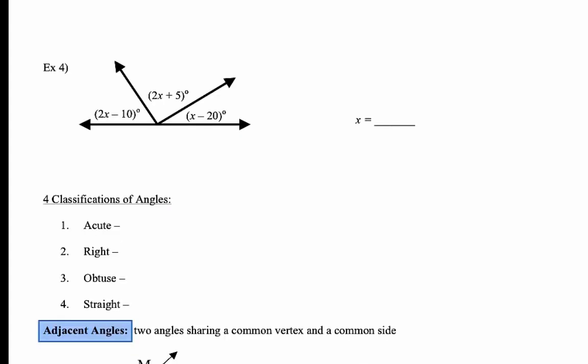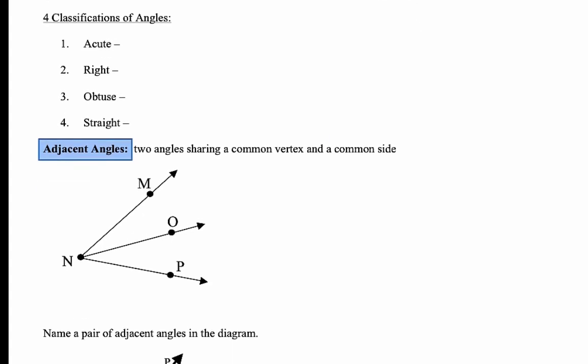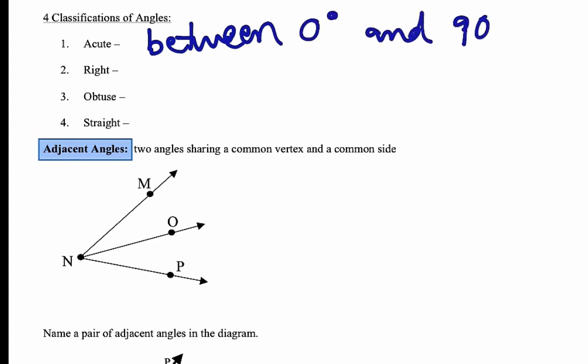See if you can answer example number 4 and then check the answer with my answer key in the workbook. But what I'm more interested in is making sure that you understand the 4 classifications of angles right now. There are acute, right, obtuse, and straight angles. And I'm sure you've heard of these, but I want to make sure you get the definitions. An acute angle is simply an angle that is between 0 degrees and 90 degrees. So this means we don't talk about negative angles. We always start at 0 and go up through 90.